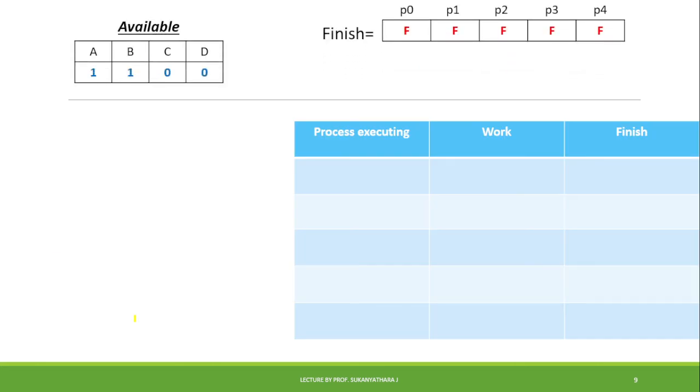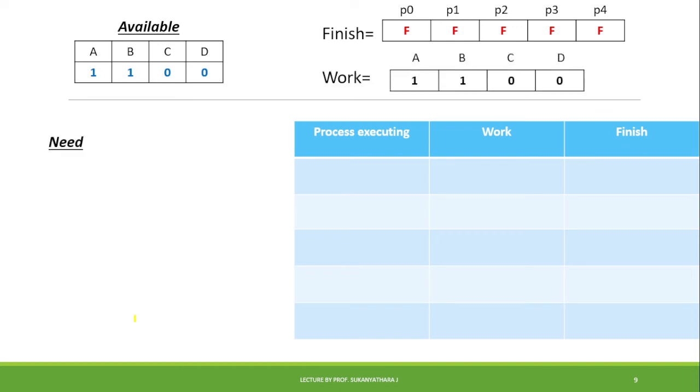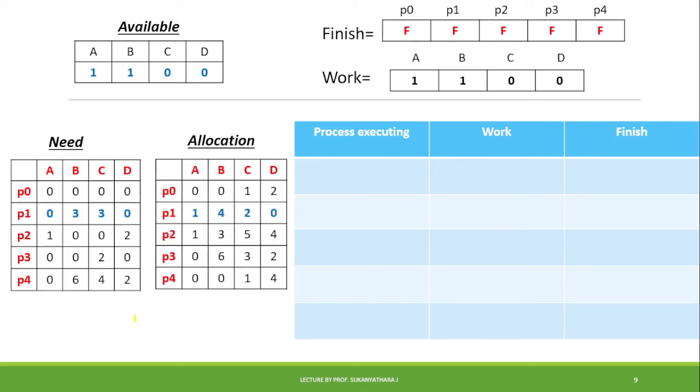So we will use the same process which was discussed before. The finish vector is initialized to false, work is equal to available, and now the need matrix and the allocation matrix are found out. The changes are made for the P1 process only. Now we will look at the need matrix.